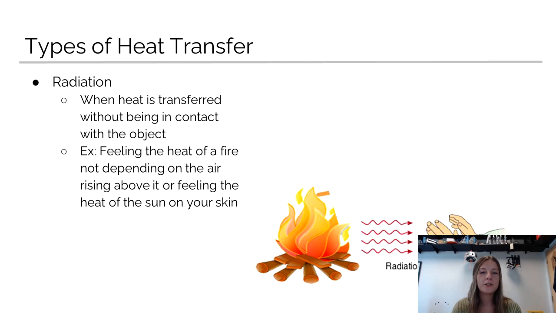And lastly, radiation is when heat is transferred without being in contact with the object. So for example, feeling the heat of a fire not depending on the air rising above it, or feeling the heat of the sun on your skin.